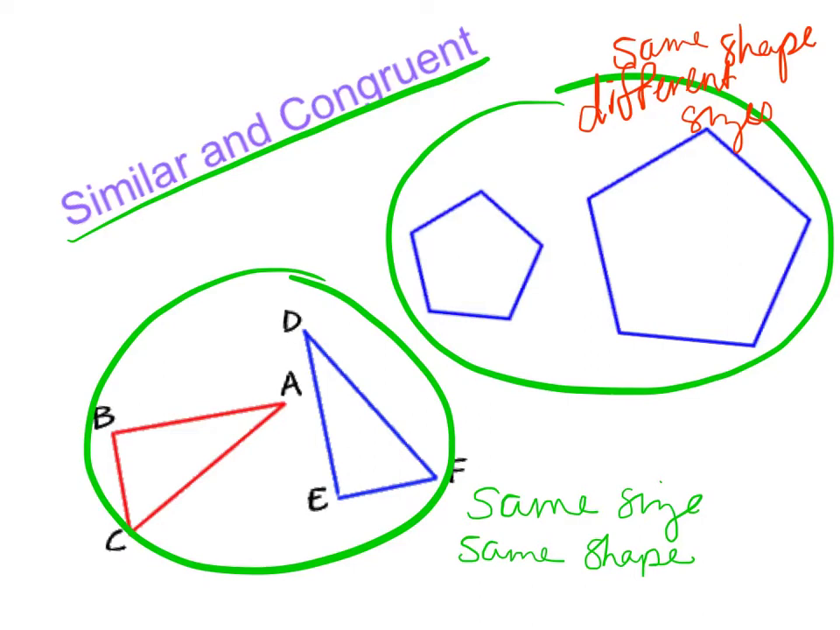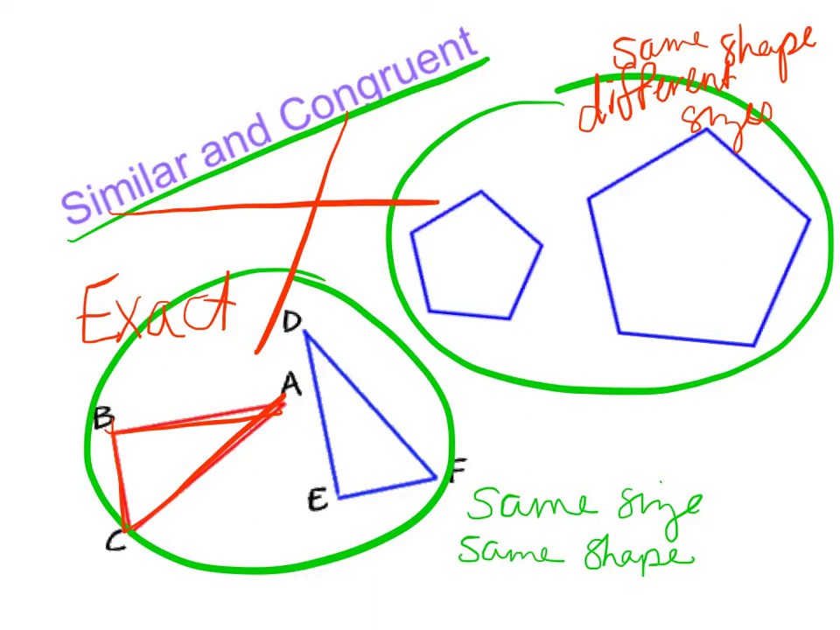So what I'm learning is that congruent shapes are going to be the exact same. Congruent means the same shape, the same size. Similar means they're similar. They are the same shape, but they're different sizes, just like this set of pentagons.